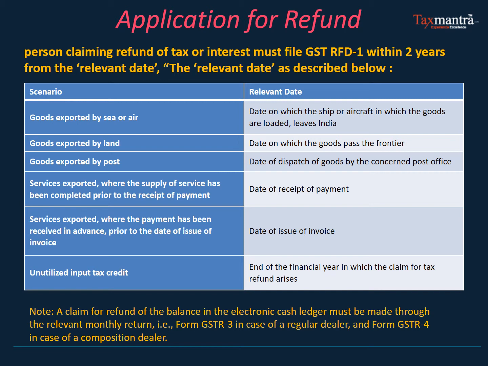There is one very interesting thing to note here: a claim for refund of the balance in the electronic cash ledger must be made through the relevant monthly return. So if you do not file GSTR-3 in case of a regular dealer and GSTR-4 in case of a composite dealer, then application for refund is not possible.